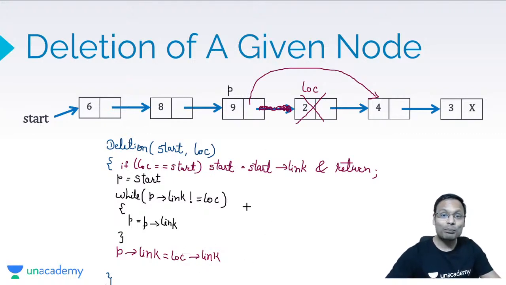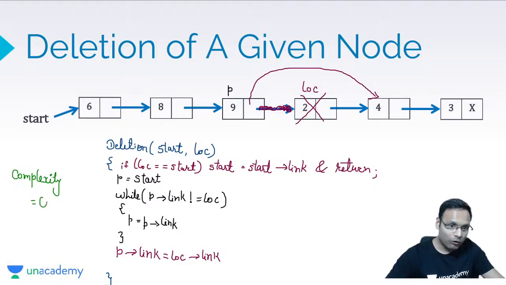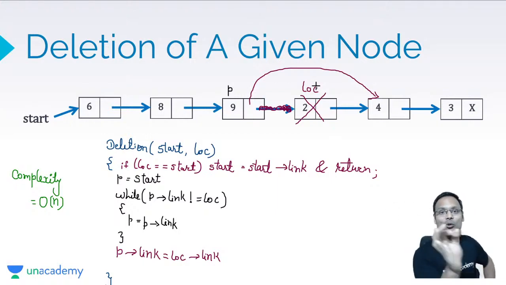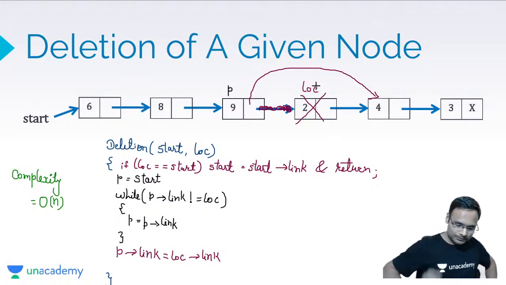What is the complexity? Run time complexity is equal to Big O of n. अब ऐसा क्यों लिखा सर? Big O of n क्यों लिखा? Theta of n क्यों नहीं लिखा? Depends on where the location LOC node is given.